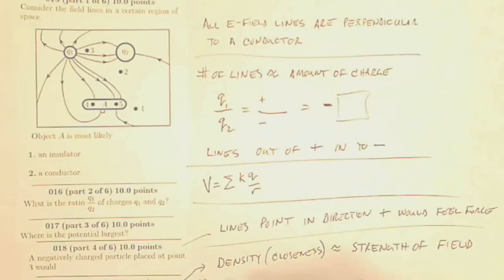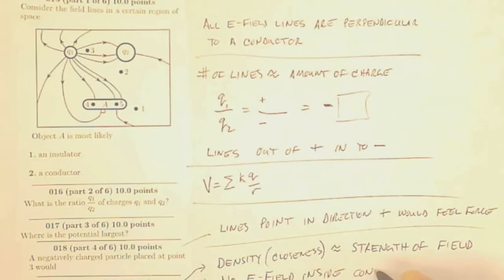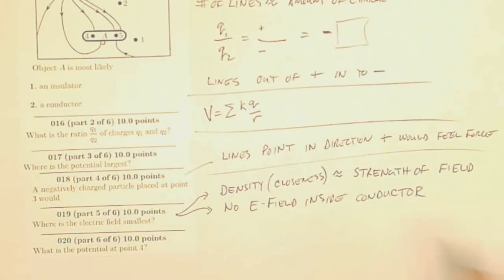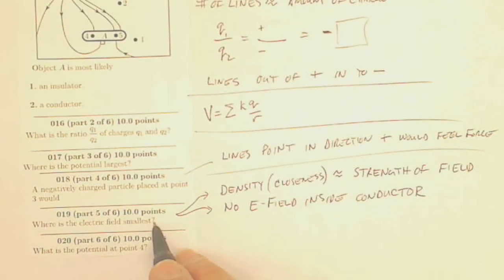The other thing you need to know is that there's no E field inside a conductor. The reason being, if there was, the charges would move around. And as the charges move around, they move around to get rid of the E field. So no E field inside a conductor will tell you that the electric field is going to be the smallest, not where there are the least number of lines, but probably inside the conductor where I've got absolutely the least.